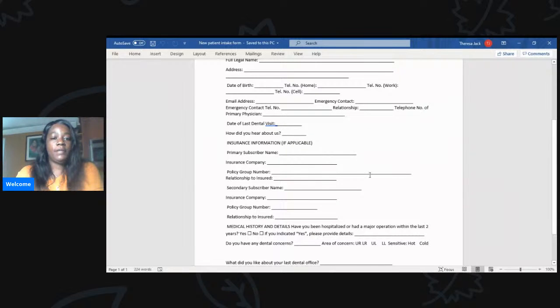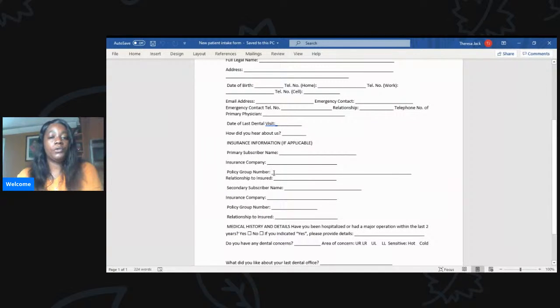Okay, insurance information. The primary subscriber's name. This is the policyholder's name. So who is the insurance through? Is it through you? Is it through your husband? Things like that. So we want to know the policyholder, which is the primary subscriber name. We want to know their name. We want to know the name of the insurance company.